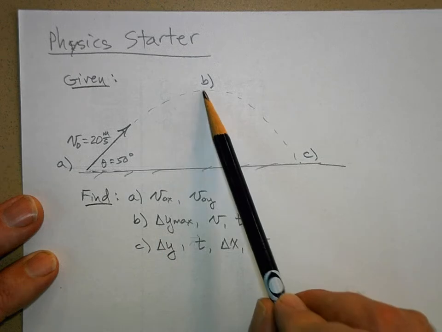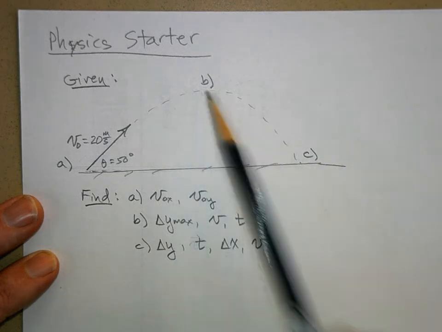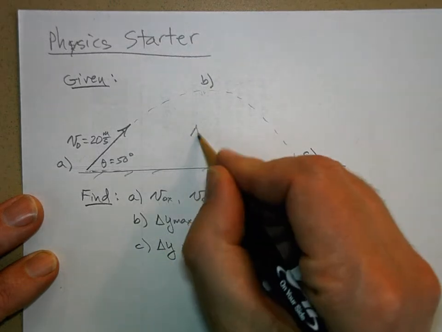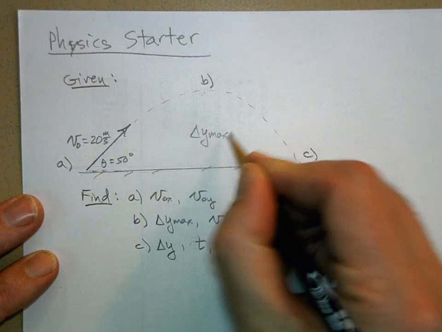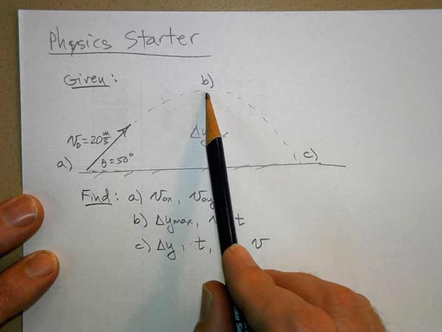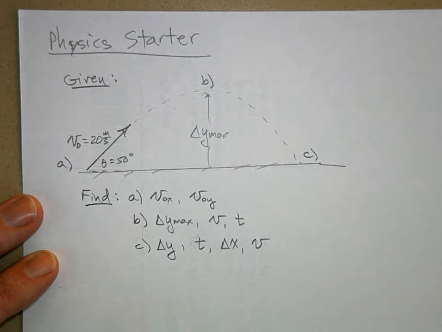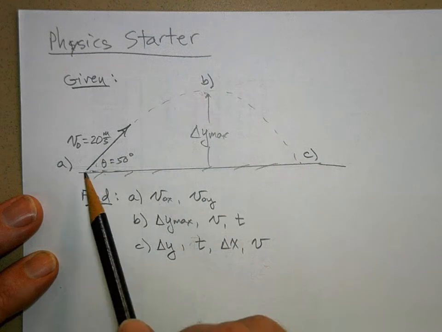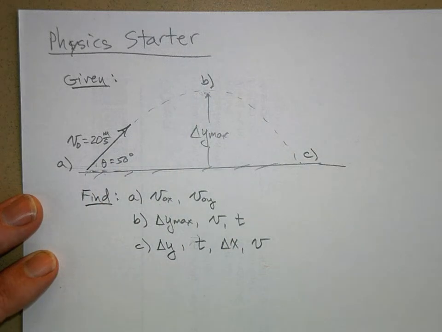Part B, which is at the very, very top of its height, what is delta y max? Here's delta y max up here. And how fast is the ball going at that point? And how much time does it take to go from the bottom to the top of the flight?